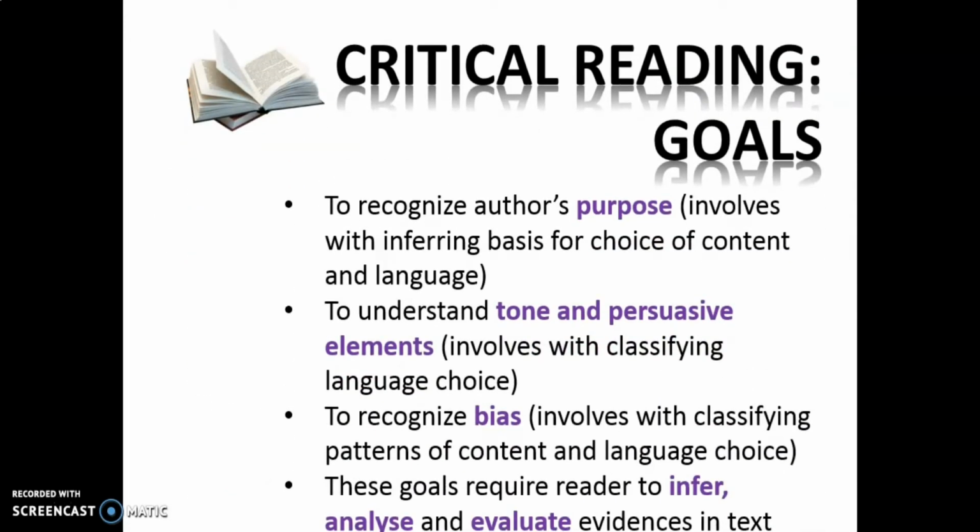What are the goals of critical reading? First, to recognize author's purpose, which involves inferring the basis for choice of content and language. Second, to understand tone and persuasive elements utilized by the author in his or her writing, which involves classifying language choice. And finally, to recognize bias, which involves classifying patterns of content and language choice. Hence, these goals require the reader to infer, analyze, and evaluate evidence in the text.